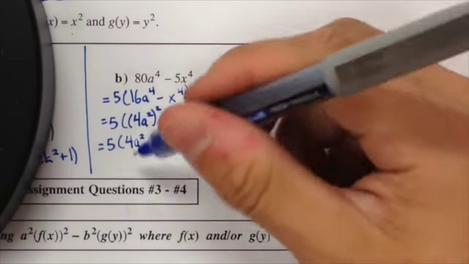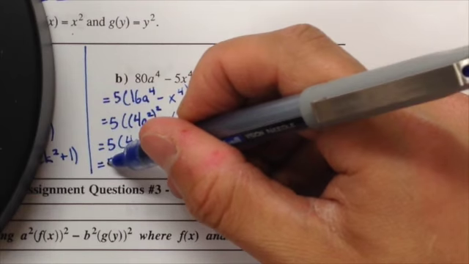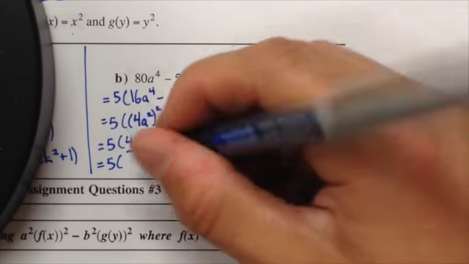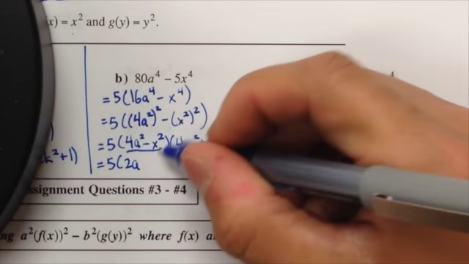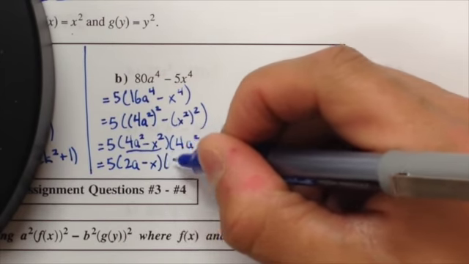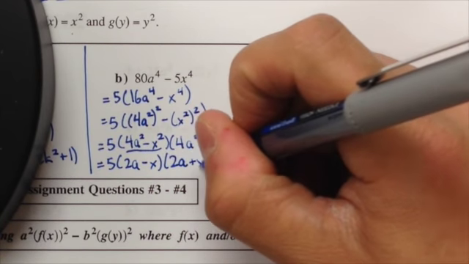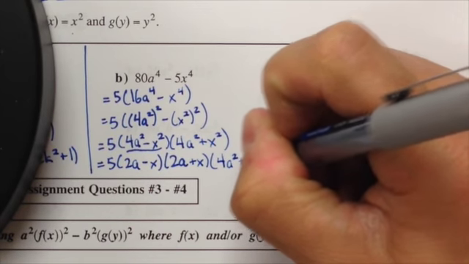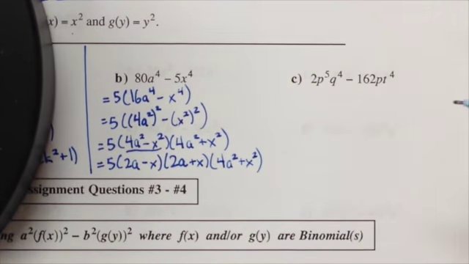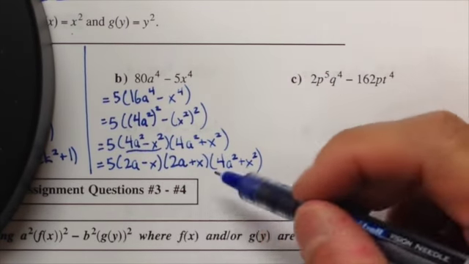Now, from here, I again have a difference of squares that I'll be able to work out. The square root of 4a squared is 2a, and the square root of x squared is x. Since this is a difference of squares, I get 2a plus x, and I'll multiply that by 4a squared plus x squared. And that's my final answer right here, that big long answer.